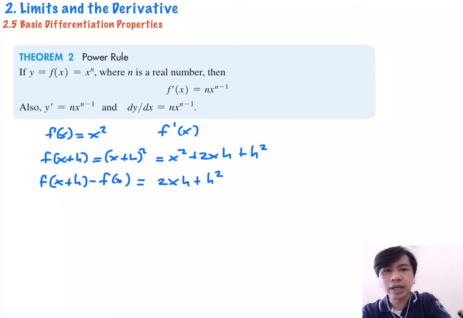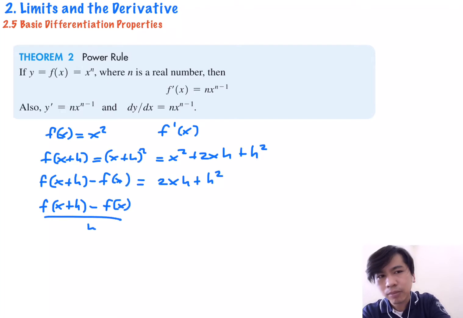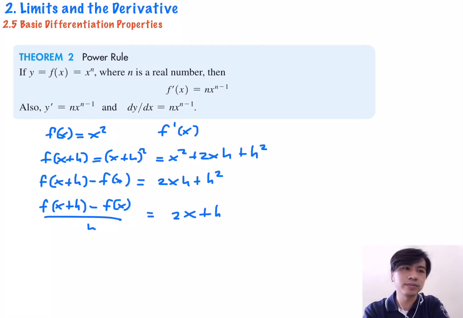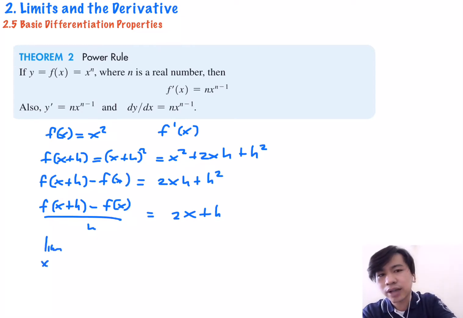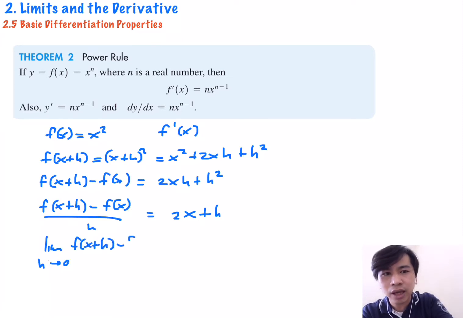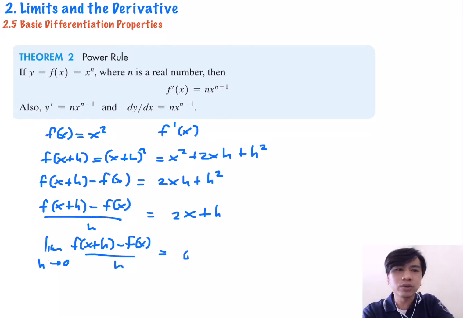If we divide by h, we get 2x plus h. Now if we take the limit as h approaches 0 of f of x plus h minus f of x over h, then this will be equal to 2x. The reason is that we can just substitute h with 0 and then you get 2x.